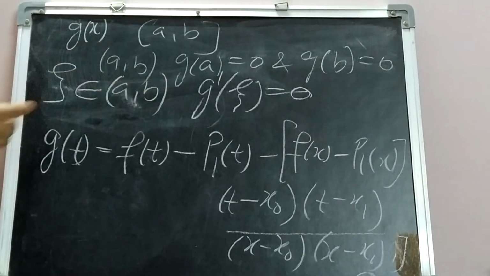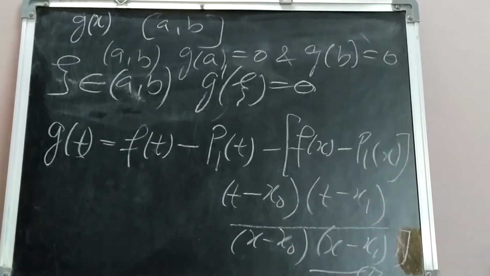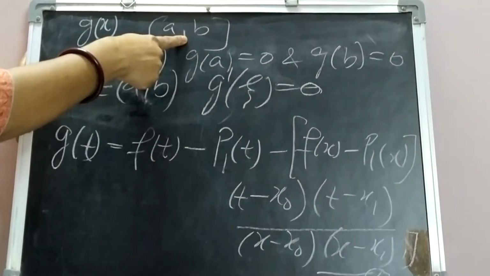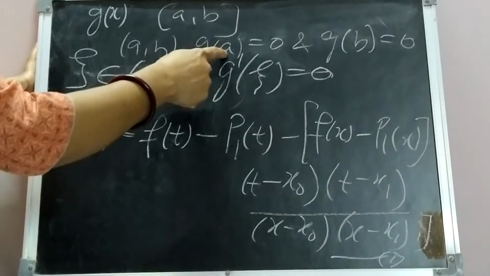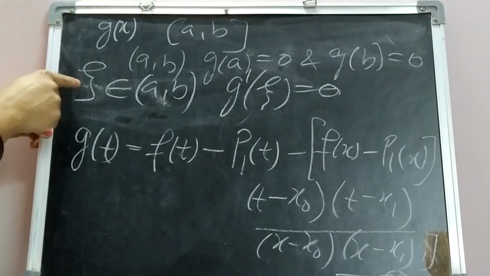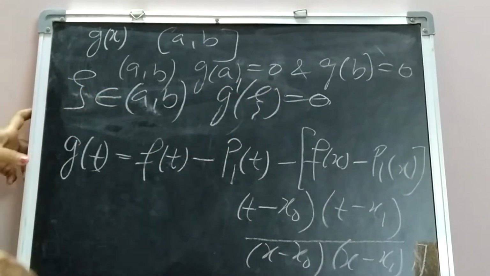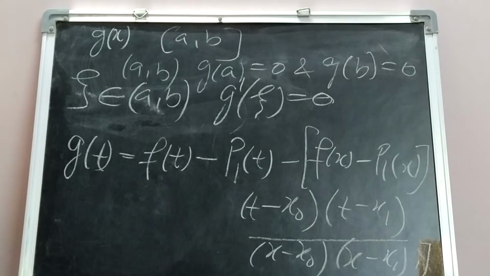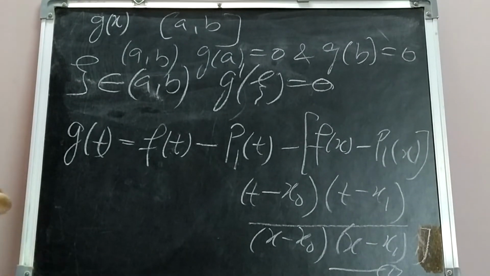Well known Rolle's theorem, many times we have all seen from our intermediate classes: if g is a function which is continuous on the closed interval [a, b], differentiable on the open interval (a, b), and such that g(a) equals 0, g(b) equals 0, then there will exist a point xi belonging to this interval such that g'(xi) equals 0. So this is Rolle's theorem. That concept of Rolle's theorem we wish to apply over here. So see how we can apply it.